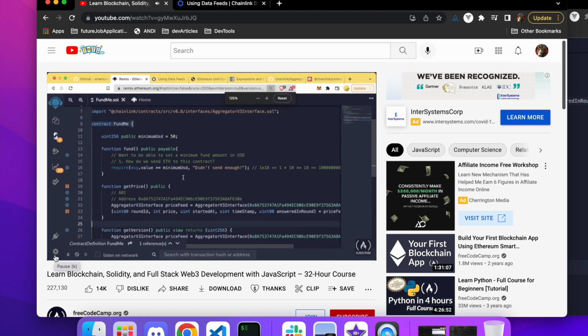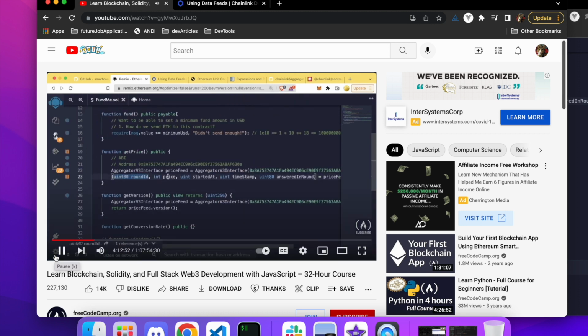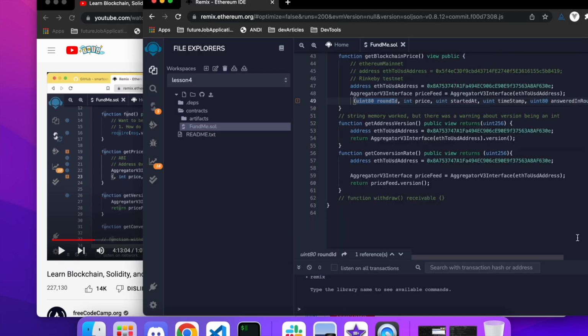Ooh, now there's a lot of code here. Since this function returns so many different variables, we have to set something up to capture them. However, all we care about is price. We don't care about round ID, started at, timestamp, or answered in round. So what we can do is just remove them. Literally, that's fine, I guess. So this is called deconstructing the variable.